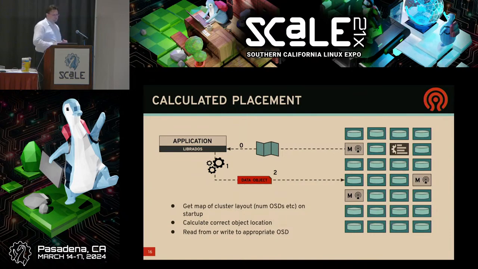So Ceph instead uses calculated placement, which is having the map of the cluster available. The application can calculate where the data is. And the map doesn't need to be retrieved for every operation. The map needs to be retrieved only if something untoward happens, like failure of a node or failure of parts of the network or things like that. So only those things will cause a map update.